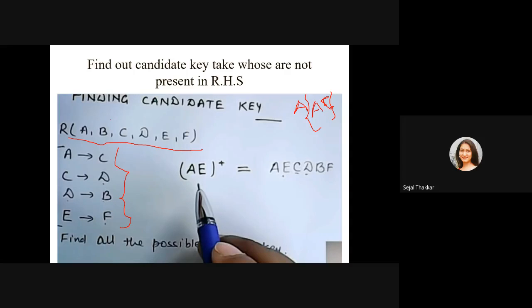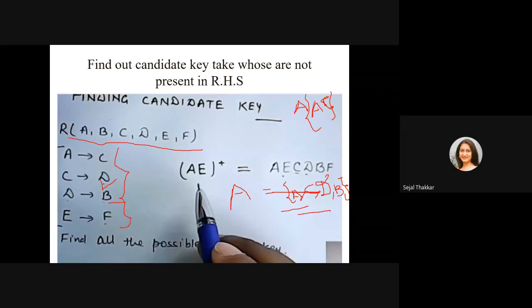Now from C, where can I go? C to D. So I can say that the closure of A has A itself. Then A tends to C, so I can write down C. And from C I can go to D, so you can write down D also here. From D you can write down B, so D to B. So these are the closure of A. It means from A you are going to get this many values. So for everything you can find out.